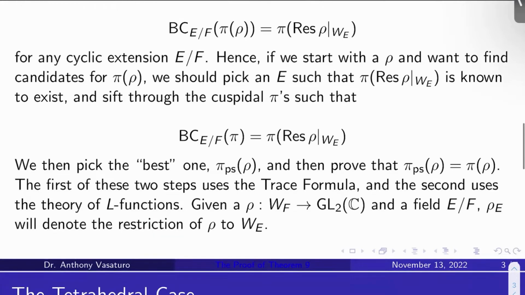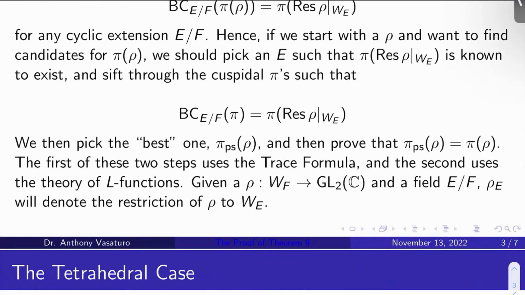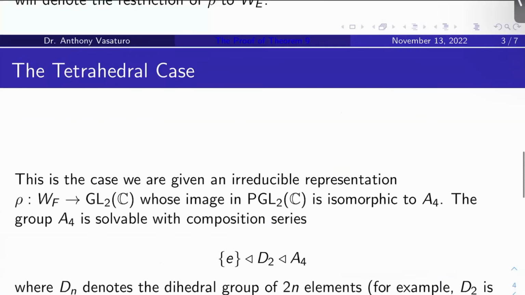And then just a piece of notation before we go on. Given a rho from the Weil group of F to GL2 of C and a field E over F, rho sub E is just going to denote the restriction of rho to the Weil group of E. So what you have to do is proceed in two cases, the tetrahedral case and the octahedral case. In this video, just to keep the video a reasonable length, I will cover just a piece of the tetrahedral case, and we'll pick up on the tetrahedral case again tomorrow.